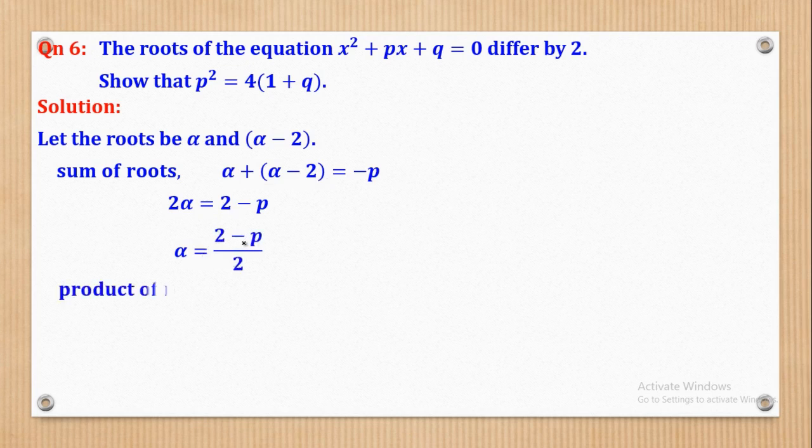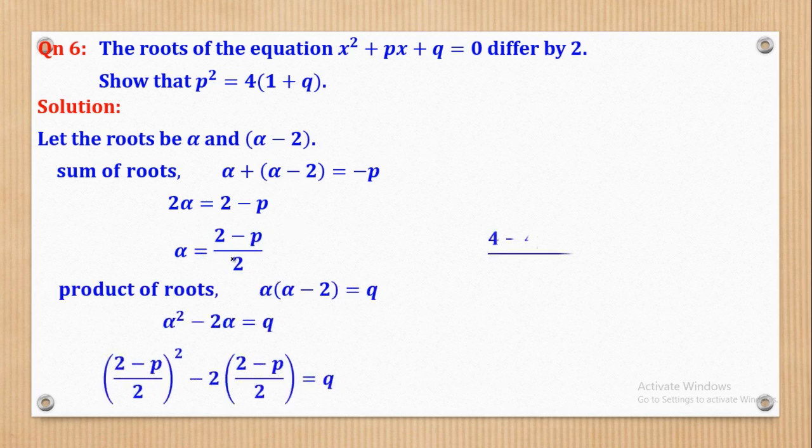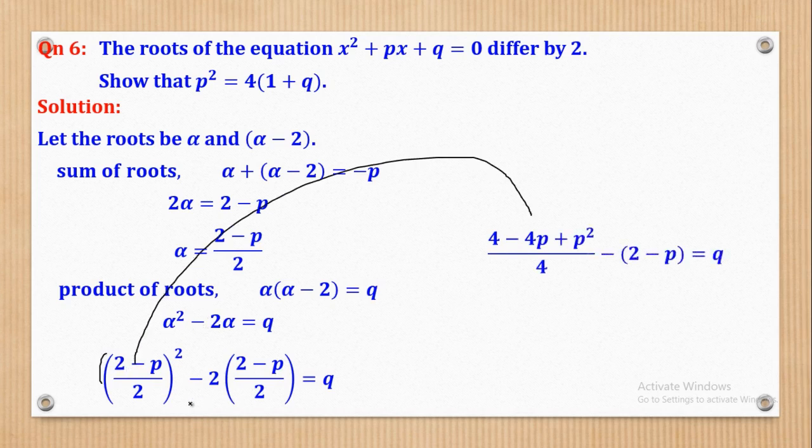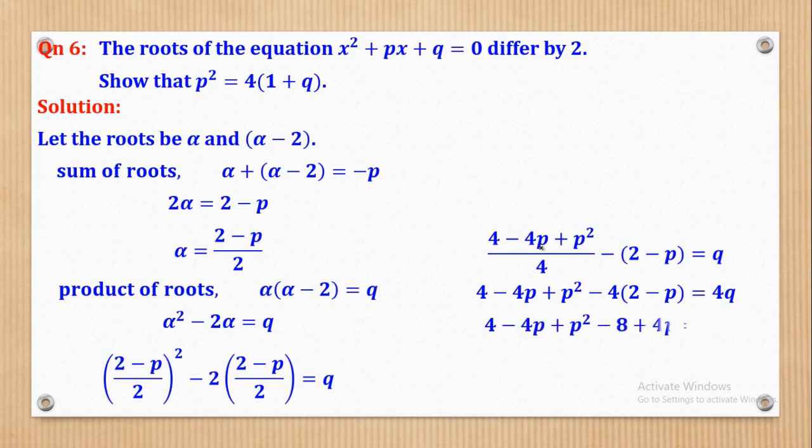What about product of roots? Product of roots will be that, open brackets to come up with that, then substitute for alpha to come up with that, then next square this. So expanding the numerator alone gives you this, denominator alone gives you that. Then multiply through by the LCM to come up with that. Then expand, collect like terms, and rearrange to get the required expression.